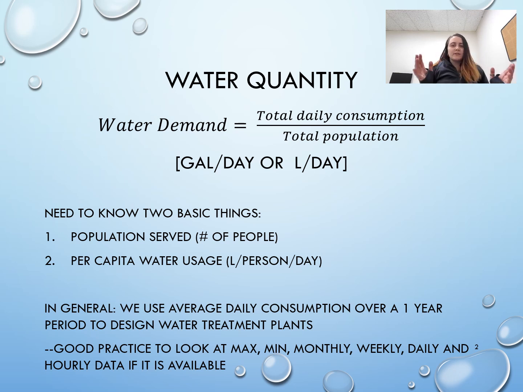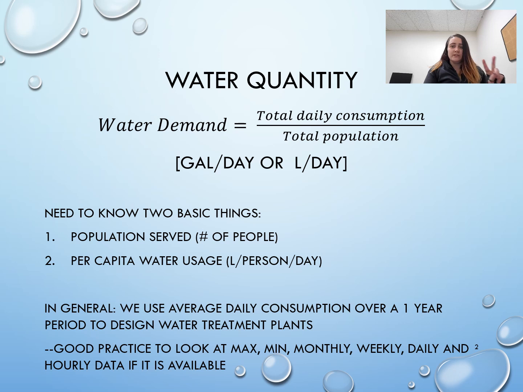So the biggest equation or the biggest concept that you need to know when it comes to designing is water demand. So water demand is the total daily consumption divided by the total population. So this is a number that will be in gallons per day or liters per day, depending on where you are in the world. Normally we see the unit MGD, which means million gallons per day in the United States. If you're designing for other countries, you'll tend to see liters per day.